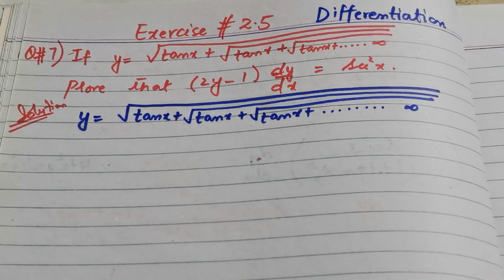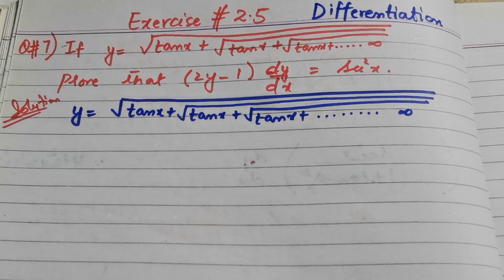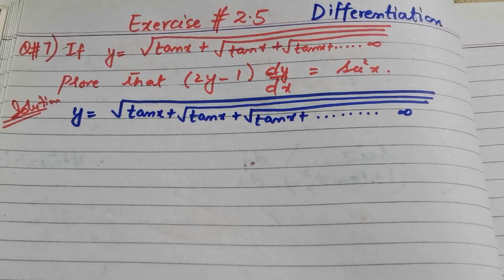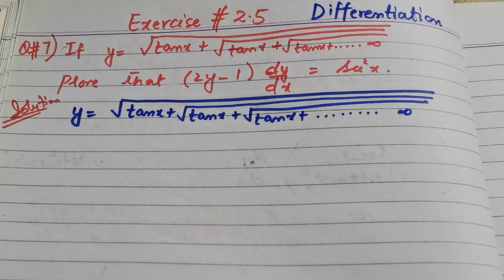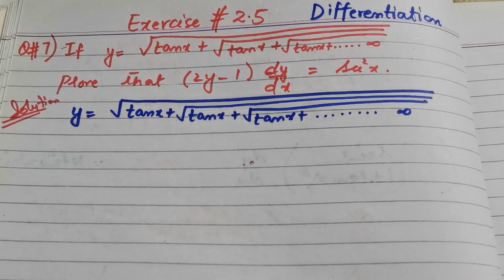Today I'm going to teach you exercise number 2.5, differentiation question number 7. If y is equal to under root tan x plus under root tan x plus under root tan x plus up to infinity, we want to prove that 2y minus 1 dy by dx is equal to secant square x.